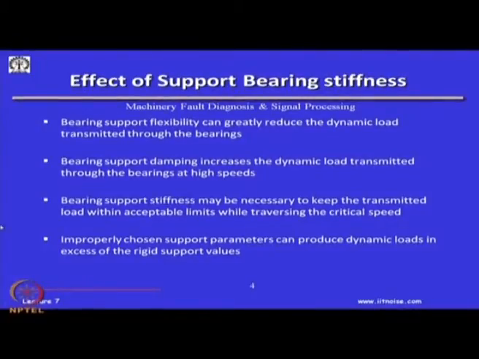So, if I have to go back, the effect of the support bearing stiffness, the bearing support flexibility, can greatly reduce the dynamic load transmitted through the bearings, like we just discussed. By having the support flexibility properly selected, I can reduce the dynamic load transmitted through the bearings. Bearing support damping increases the dynamic load transmitted through the bearings at high speeds, as is also obvious from that plot. Bearing support stiffness may be necessary to keep the transmitted load within acceptable limits while traversing the critical speed. Improperly chosen support parameters can produce dynamic loads in excess of the rigid support values. Imagine I have chosen certain parameters of damping such that the forces are very high, then we are going to have a failure of the supports, and this will not be accepted or allowed. So, how can we reduce that?